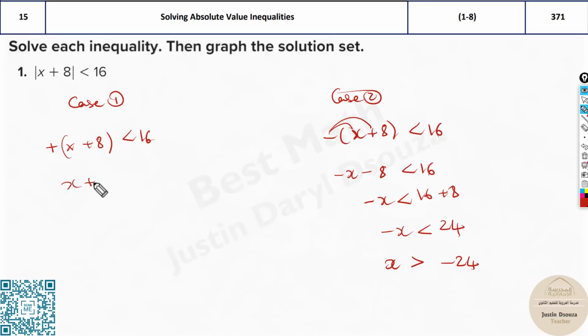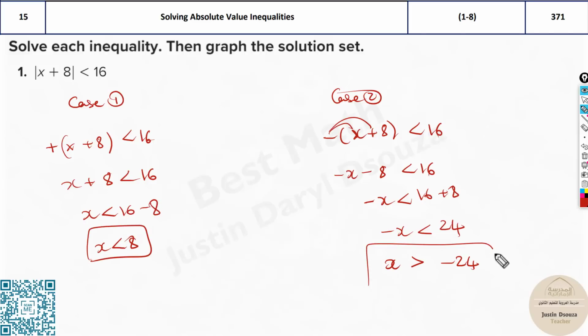What about this? It's just x plus 8 less than 16. 8 to the other side would be x less than 16 minus 8. x is less than 8. So these are the two answers over here. These are case 1 and case 2. That will be the answer.